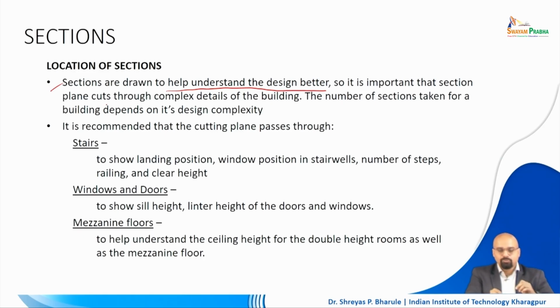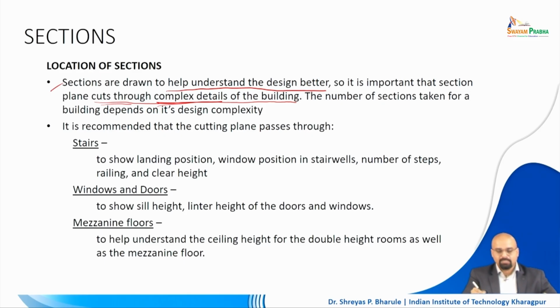So a section usually cuts through the toilet in most cases, and there are other sections as well, but usually it cuts through the toilet because that's the complex area within a particular building, right? So the number of sections depends on the level of complexity of its design. If the design is too complex, you will require lots of sections, right? So different types of sections with which you can understand the building, right?